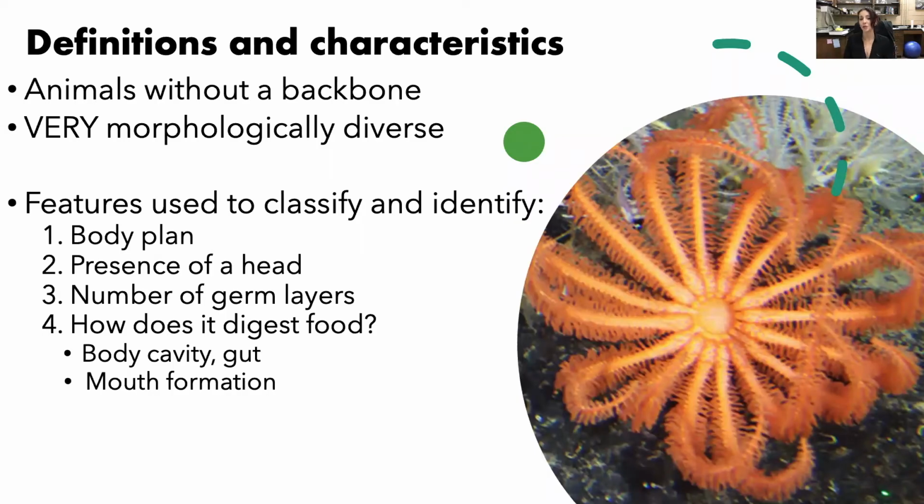So first, we need to explore some definitions and characteristics of our invertebrates. Firstly, invertebrates are simply animals that do not have a backbone, and they are very morphologically diverse, as we'll learn throughout this lecture. We do use different key features of their anatomy and physiology to classify them. Some of these include their body plan, the presence or absence of a head, the number of germ layers that they have during embryonic development, and then how does this organism digest its food? Specifically, what type of body cavity or gut does it have? And where is the mouth in terms of development in the embryo?